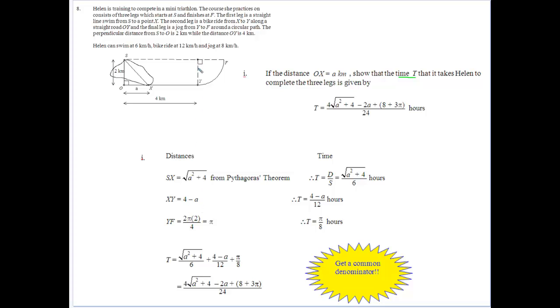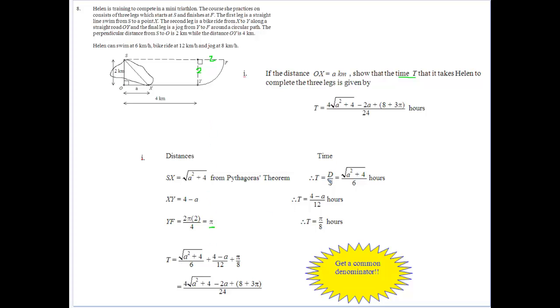And then if you look here, that's going to be a radius of 2, because that's the same distance as 2 there. So that gives us 2 pi times the 2 over 4, because it's a quarter. So 2 pi r over 4 gives us pi. That's just the distance from Y to F. So that's a set distance. It's always going to be pi.